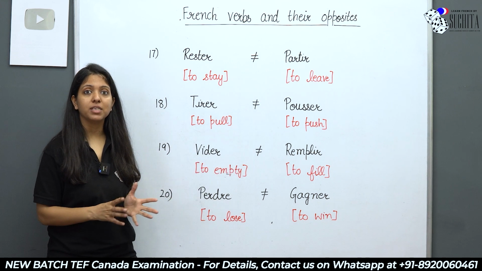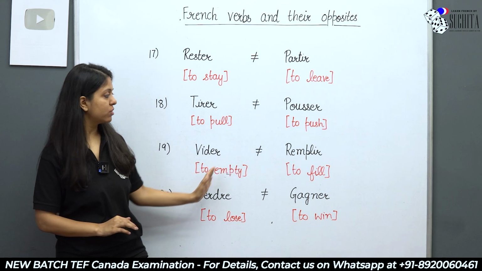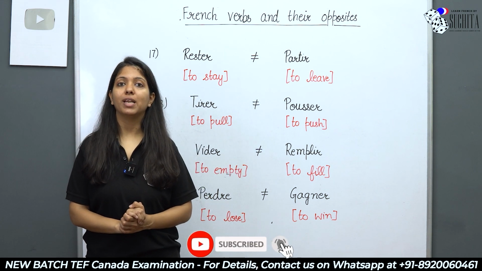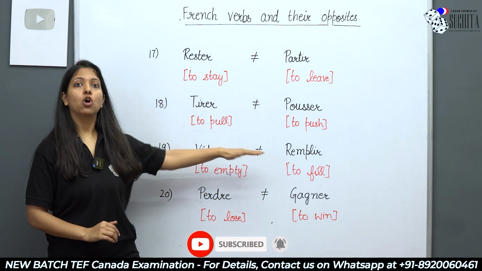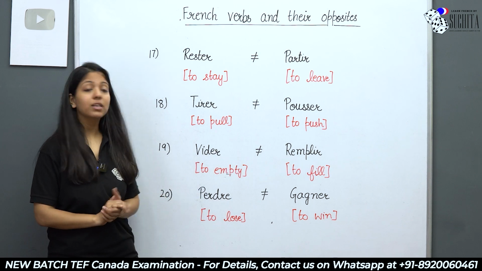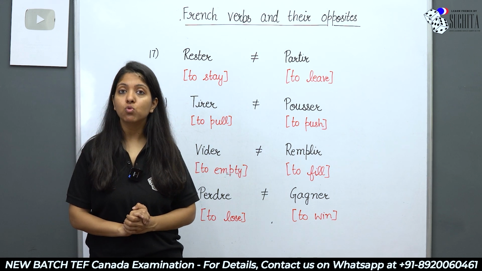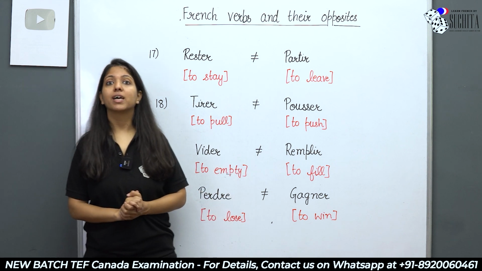The next one is vider. Vider is to empty. And the opposite is remplir. Remplir, to fill. So vider, remplir. The next one is perdre. Perdre, which means to lose. The opposite is to win, gagner.